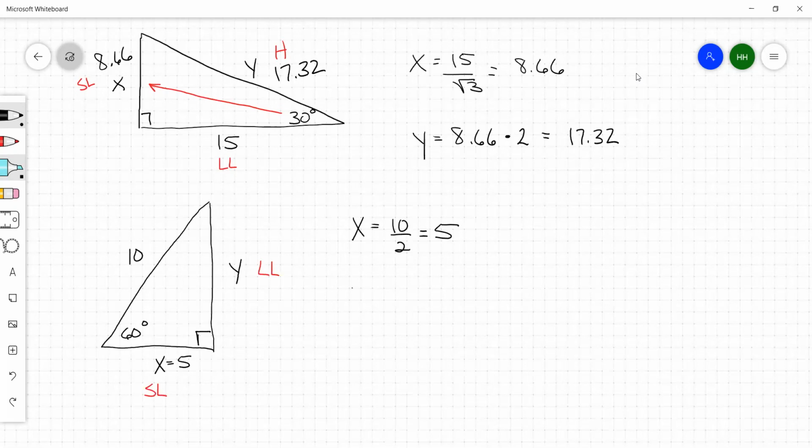The long leg, Y, is equal to the short leg, which is 5, times the square root of 3. So you may see it just as 5 radical 3, or the decimal version, 5 times the square root of 3 equals, and then we're at 8.66 again.